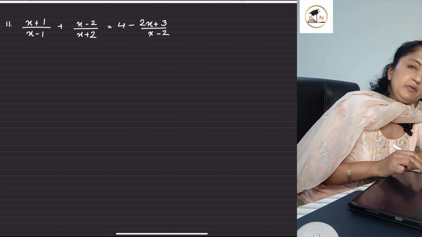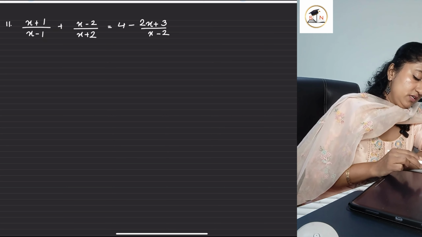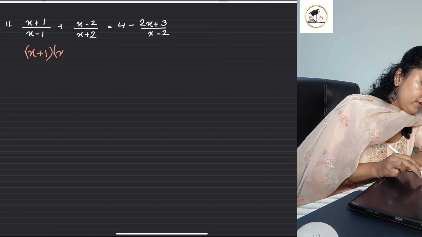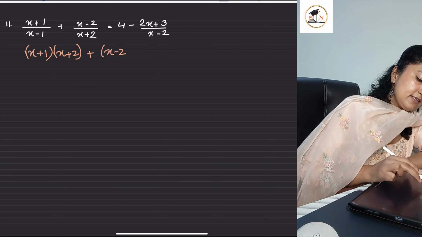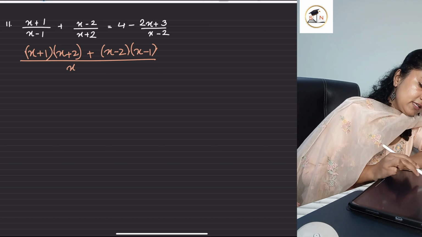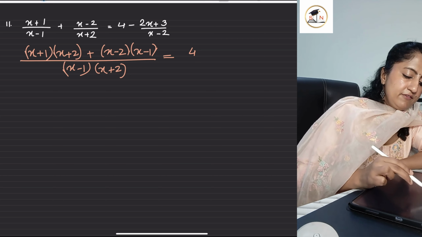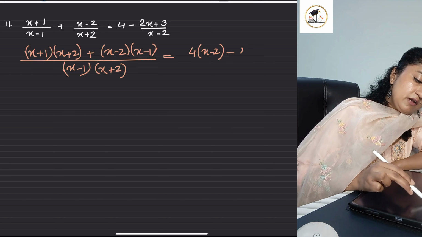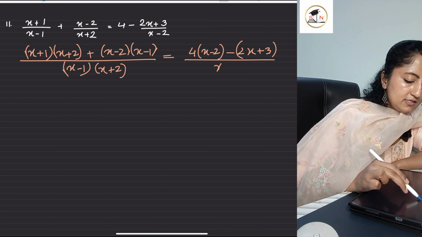So cross multiplying, taking the LCM, (x minus 1) into (x plus 2). It gives us (x plus 1) into (x plus 2), whereas we cannot write the product directly at this stage, so I'm writing this step. It is necessary. In the denominator, we will have the product of (x minus 1) and (x plus 2). On the right side, I will take the LCM over here also. 4 times (x minus 2) minus (2x plus 3), over (x minus 2).